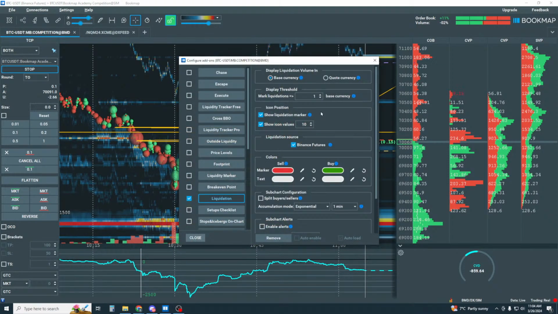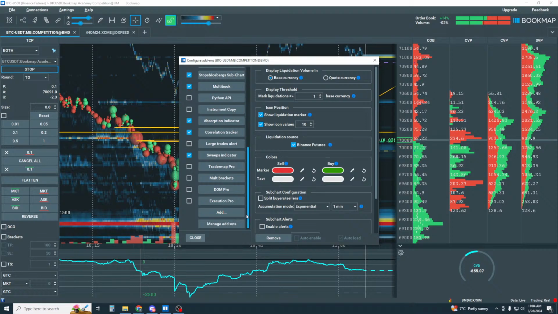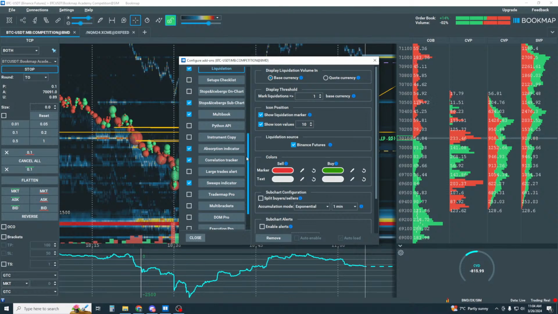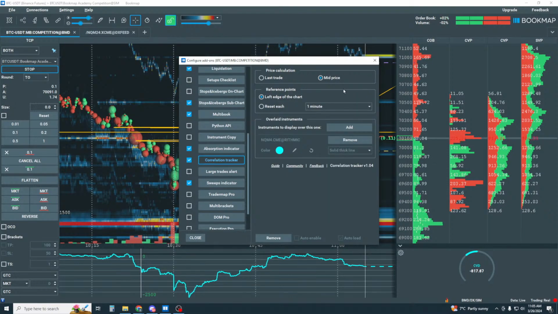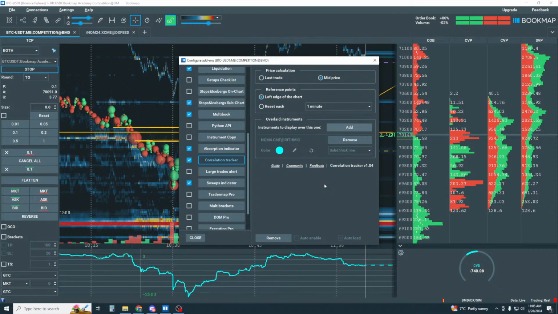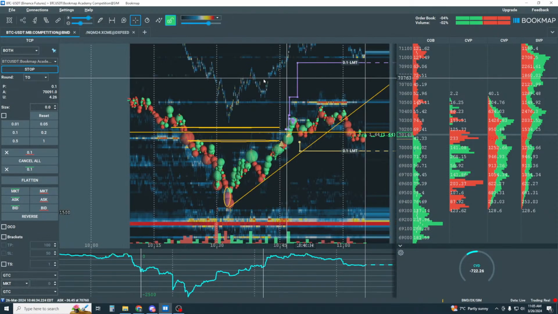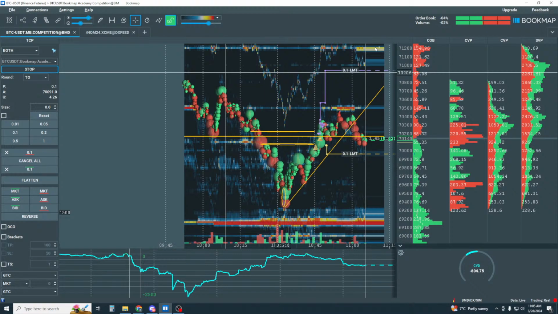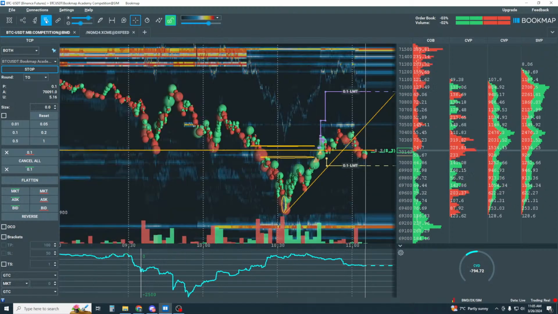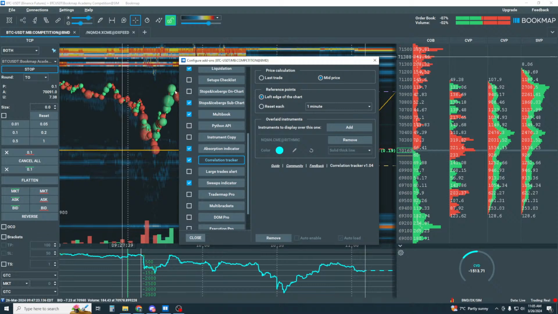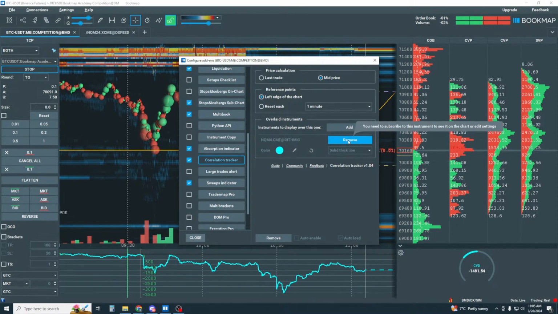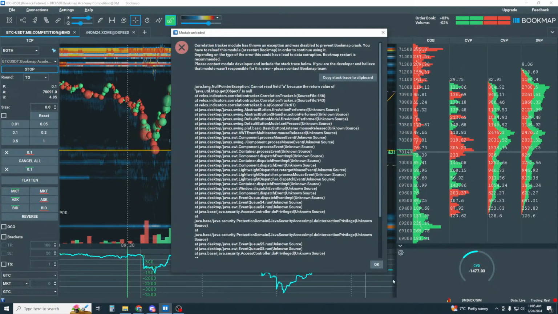All right, let's add the correlation tracker to it here. Now we can look at the correlation tracker within Bookmap in the same chart. We're also going to add Market Pulse here in a minute too. Oh, I've got NQ already, right? Oh, it's an old one. I'm sorry, I will need to update that.